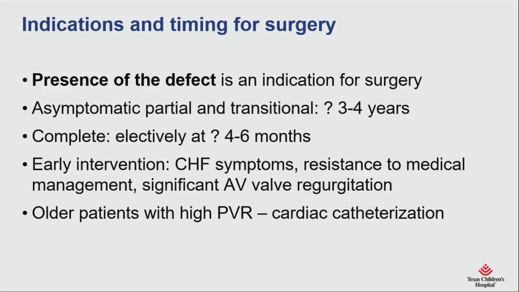So most centers would recommend elective timing between 4 and 6 months, unless there's an indication to do it earlier. Asymptomatic patients with partial transitional canals, usually you can push them. It's essentially an ASD. So provided there's no significant AV valve regurgitation or any other indication, you can do it at 3 to 4 years of age.